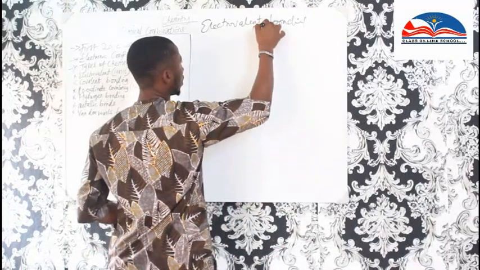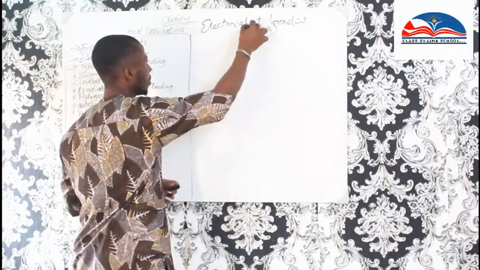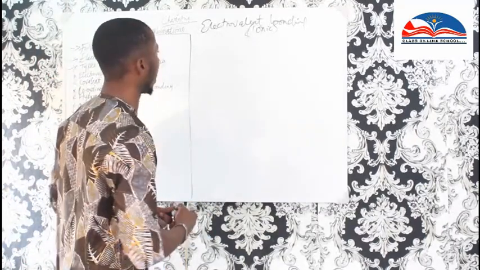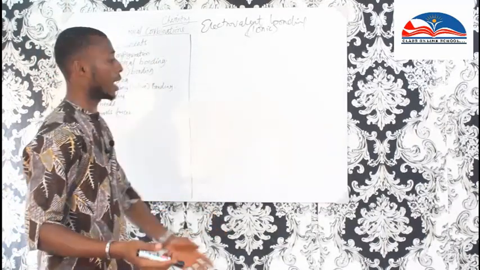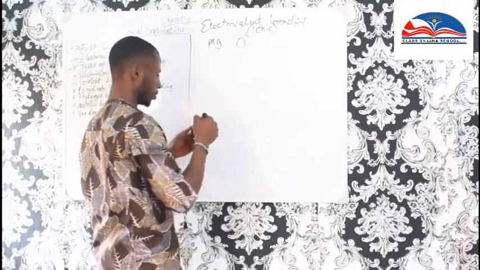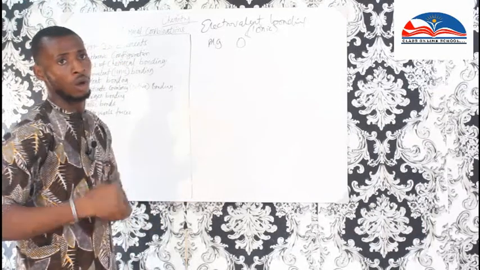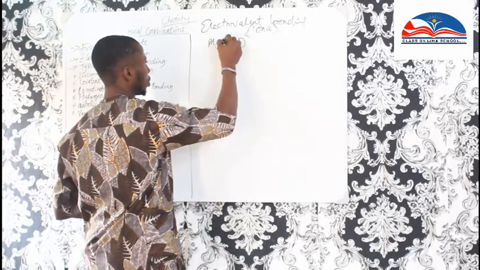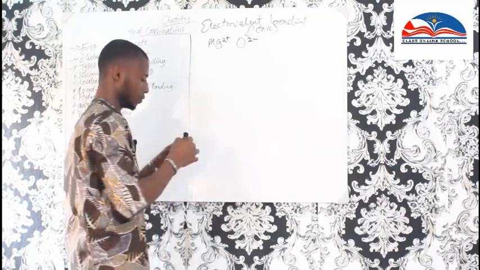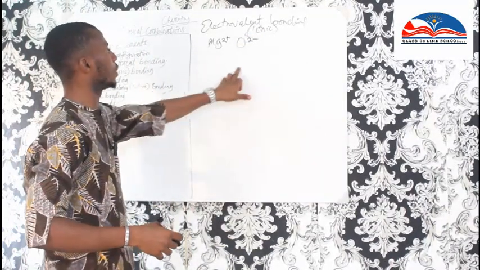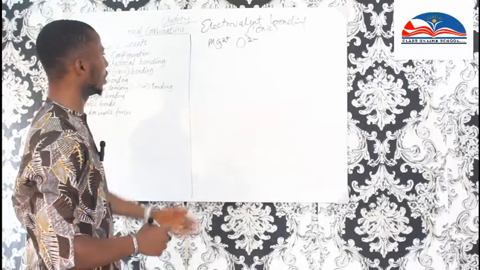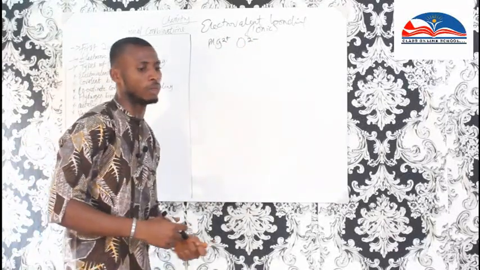I'll call it the ionic bonding. This bonding is the bonding between a metal and a non-metal, like I made mention, between magnesium and oxygen. Now, magnesium has 2 electrons to give, while oxygen has 2 electrons to receive. The bonding between these two is an electrovalent bonding, the bonding between a metal and a non-metal.